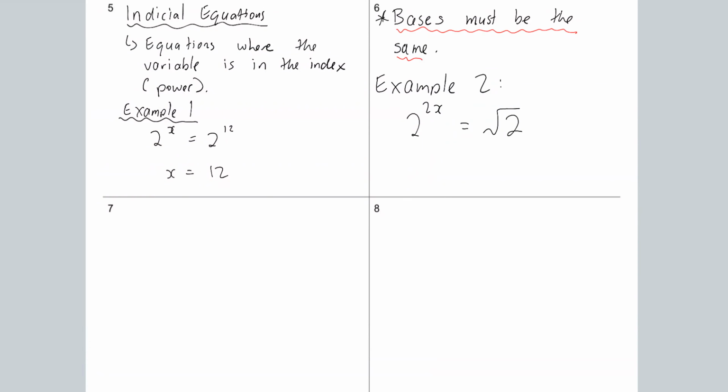So you can say 2 to the 2x equals 2 to the half. Therefore, 2x equals a half, and x equals 1/4 by dividing both sides by 2. Is that okay with everyone? Yep. So we call this equating powers or equating indices.